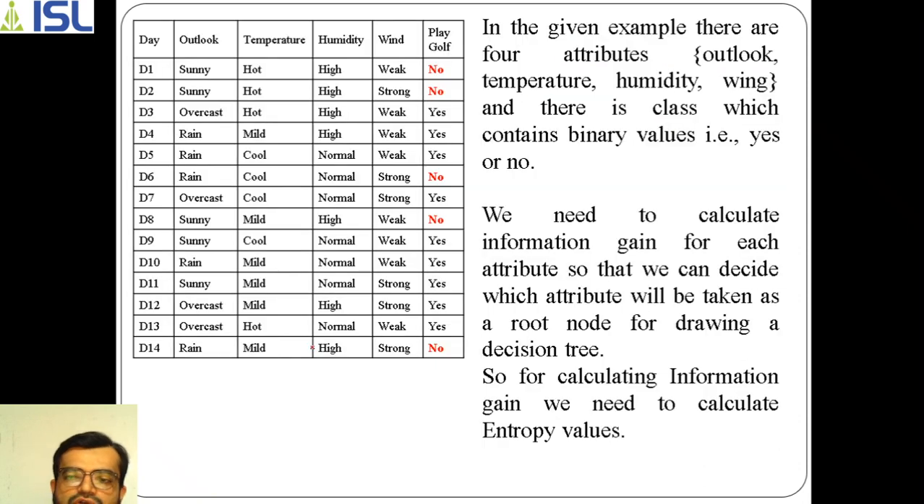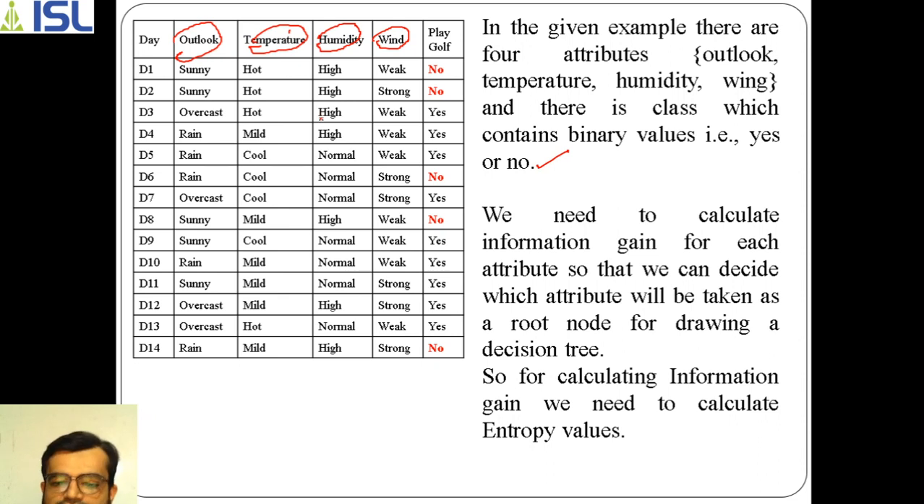So what you have to do in this example is, we have the 4 attributes and a binary value yes or no, and we need to calculate information gain for outlook, temperature, humidity and wind. After calculating this, we need to find out which information gain is maximum among all of these. That attribute will be taken as the root node.